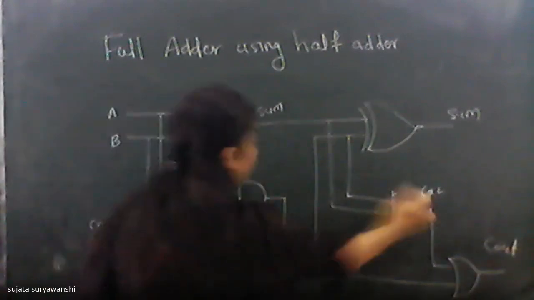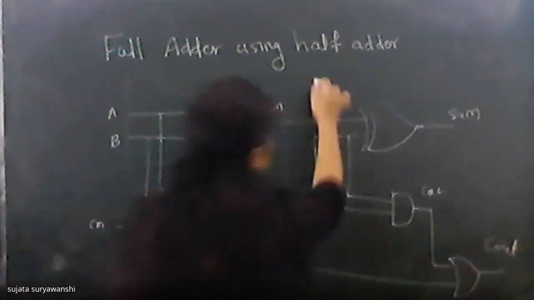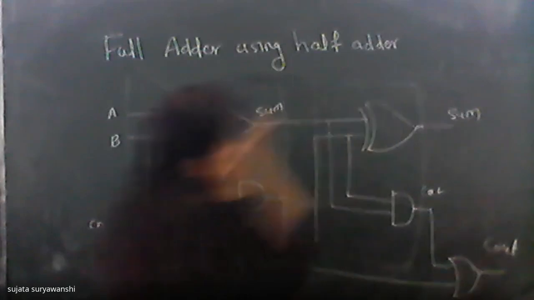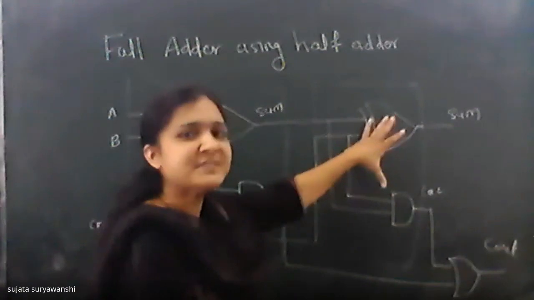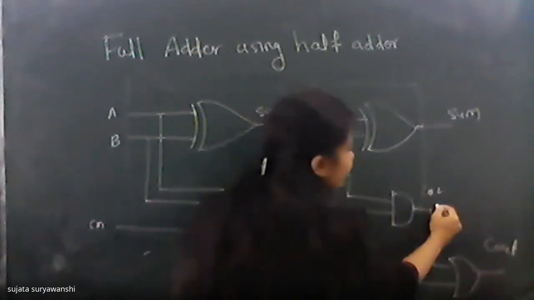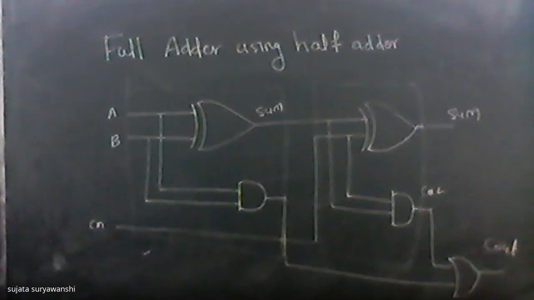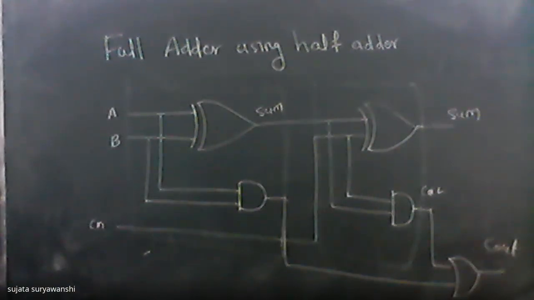These are the intermediate carries of the first half adder. This is your first half adder and this is your second half adder. Got it? These blocks are of the first half adder and these blocks are of the second half adder, and the output of the first carry and the output of the second carry should be given as input to the OR gate. Okay, this is the circuit diagram of full adder using half adder. Previously we have seen the block diagram of full adder using half adder, and this is the circuit diagram of full adder using two half adders.